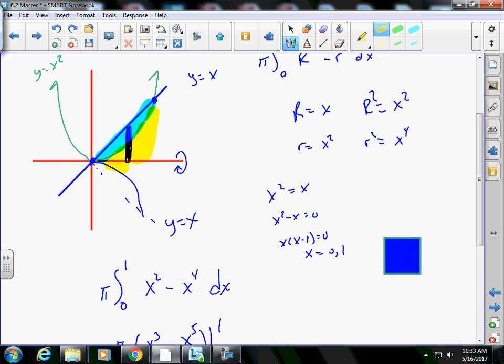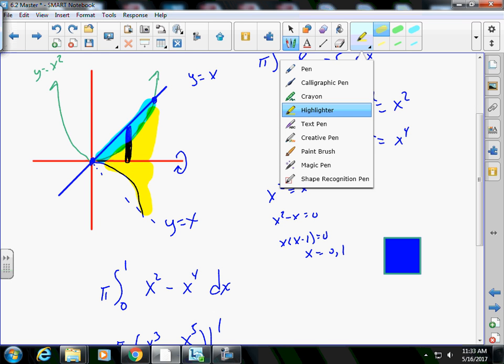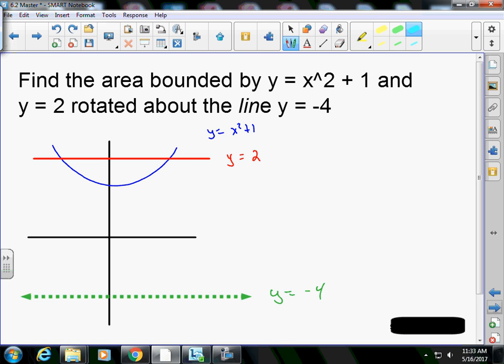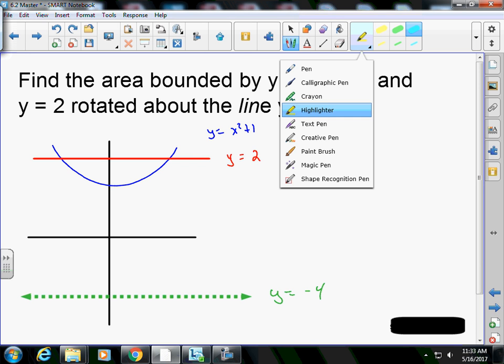We removed all this yellow, but we kept all this blue. And we rotated around the x-axis. So now here's another one. I want to find the area bounded by the function y equals x squared plus 1, which I have in blue, and the function y equals 2. But this time I want to rotate around the line y equals -4.